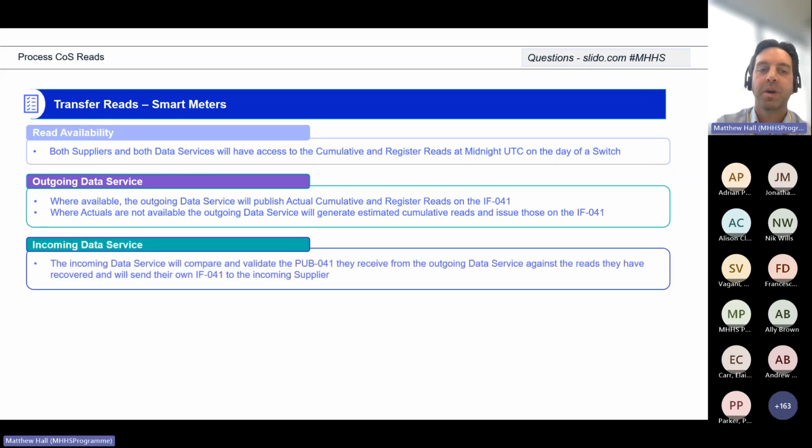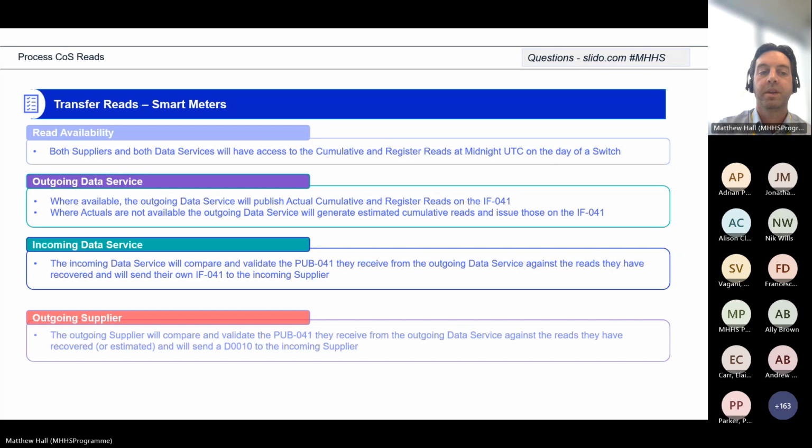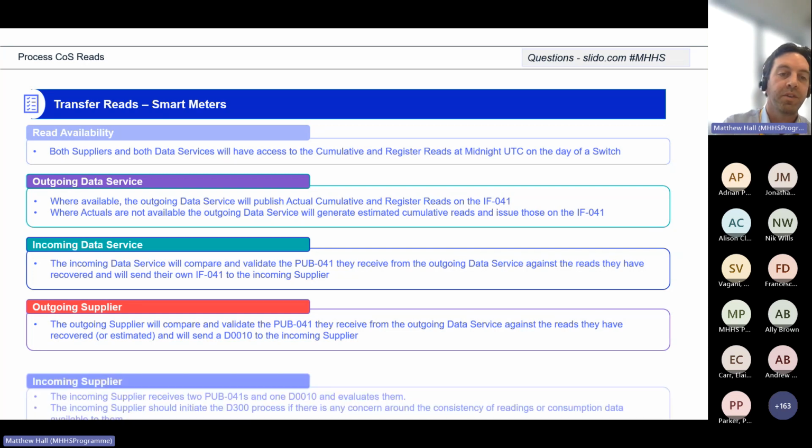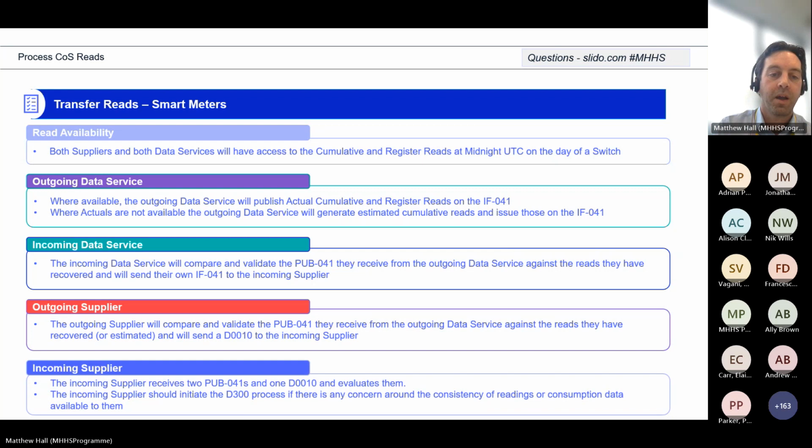The incoming data service will compare and validate the IF41 they received from the outgoing data service against the reads they've been able to recover from the meter, and will send their own IF41 to the incoming supplier. The outgoing supplier will compare and validate the IF41 they received from the outgoing data service against the reads they've received from the meter, or the reads that they've estimated, and will send a D10 to the incoming supplier, which means the incoming supplier receives 2 IF41s and 1 D10 and evaluates them.